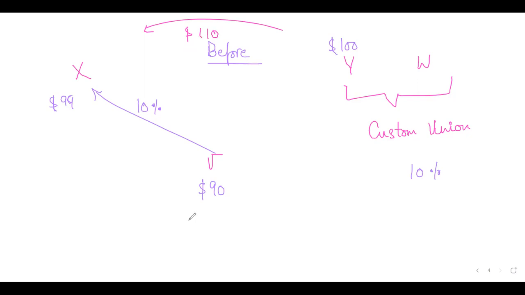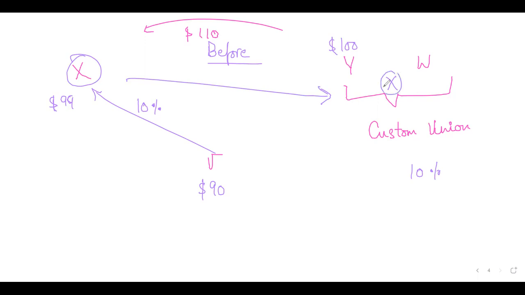Okay, now moving forward from here. When X became part of the customs union, now this is after, within these three countries there will be no trade barriers at all. So X, W, and Y will trade freely without any trade barriers.